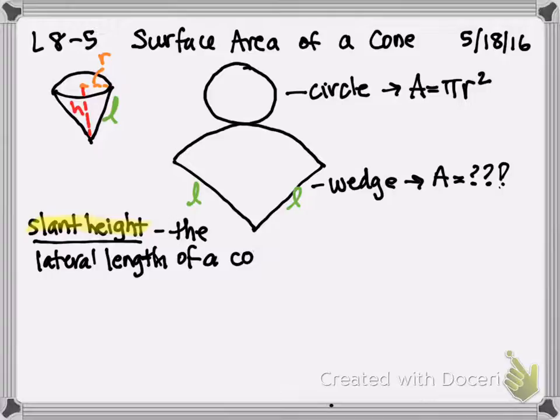And what does lateral mean? What does lateral mean? Where are your lats? On the side. They're on the sides. Okay, so when we talk about lateral length, we're talking about the side length. Okay, so that's slant height. It uses the letter L, cursive lowercase l, as its symbol. Okay, so you'll see that.